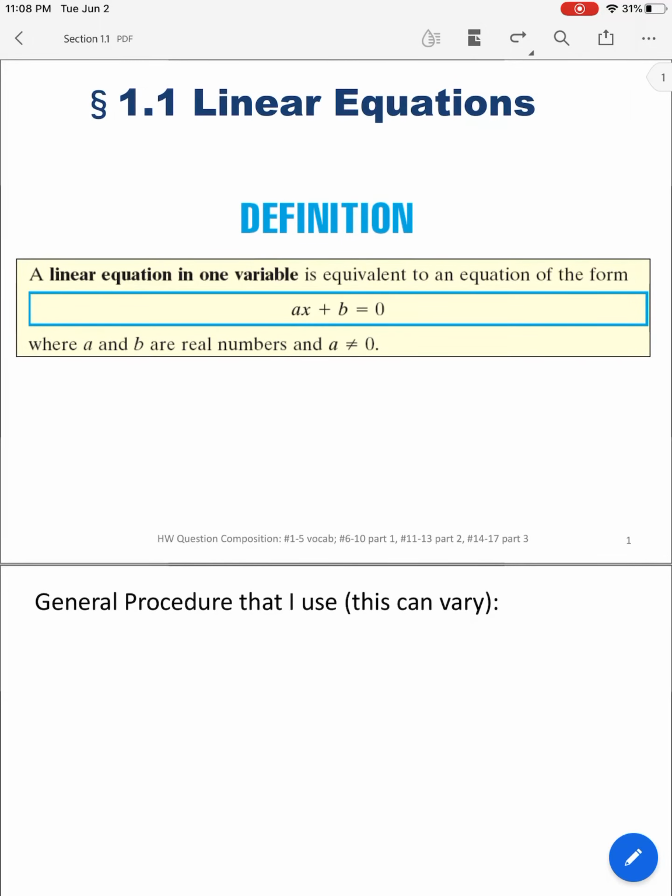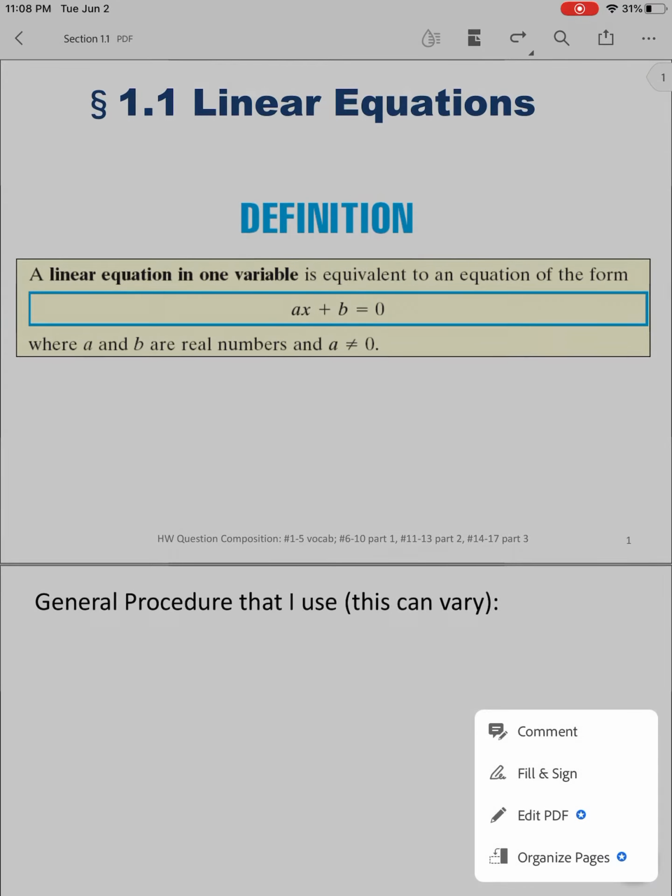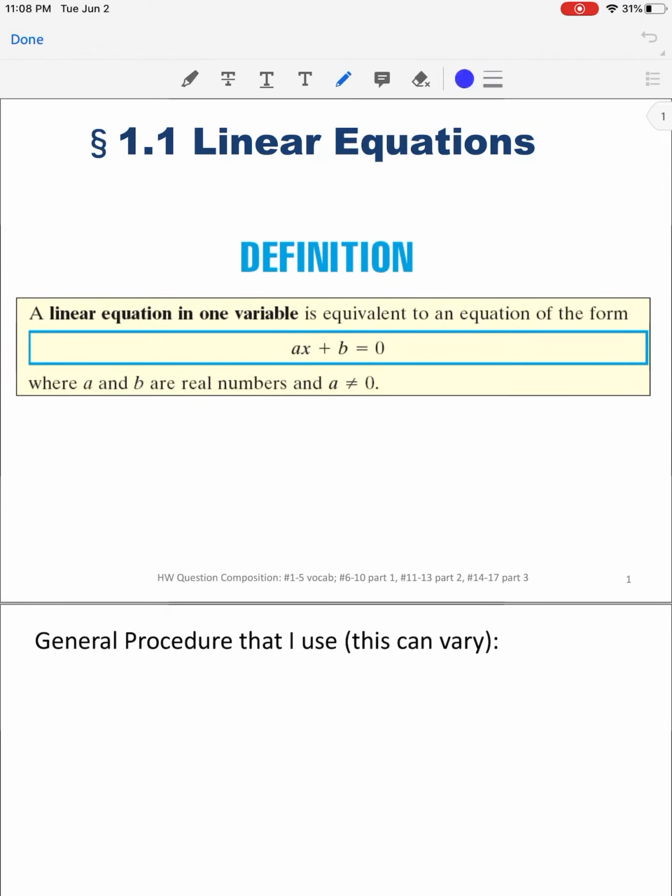This video is to cover linear equations. Alright, linear equations are of the form ax plus b equals 0, where x represents your variable. The degree of all linear equations is first order.